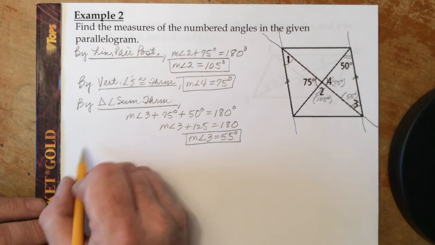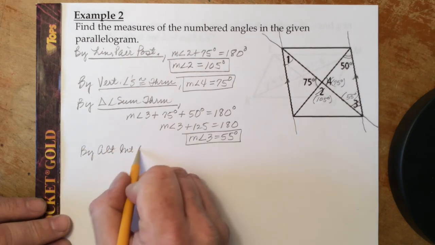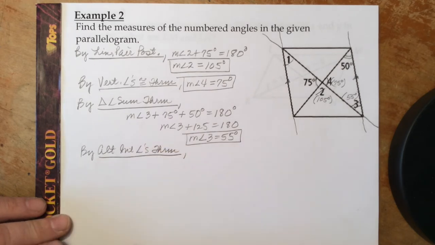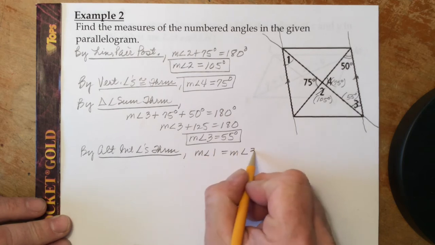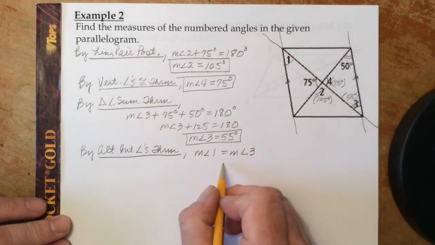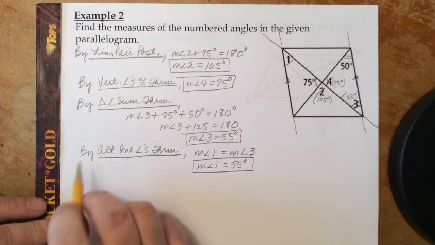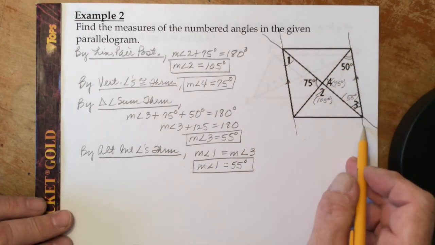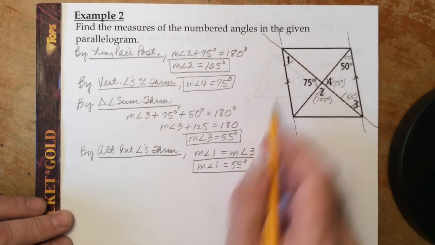Alternate interior angles. So by the alternate interior angles theorem from a long time ago, the measure of angle 1 must equal the measure of angle 3, and therefore, since the measure of angle 3 is 55 degrees, the measure of angle 1 is also 55 degrees. Again, the theorem says that if two parallel lines are cut by a transversal, alternate interior angles must be congruent.